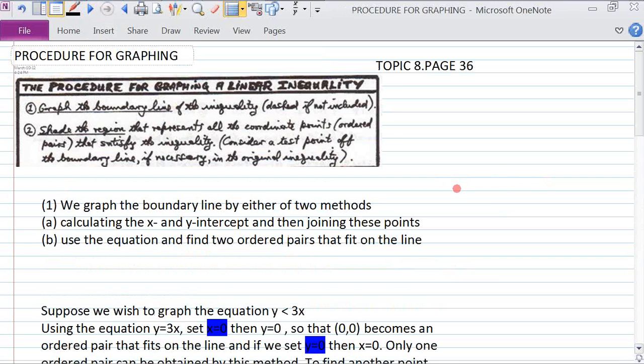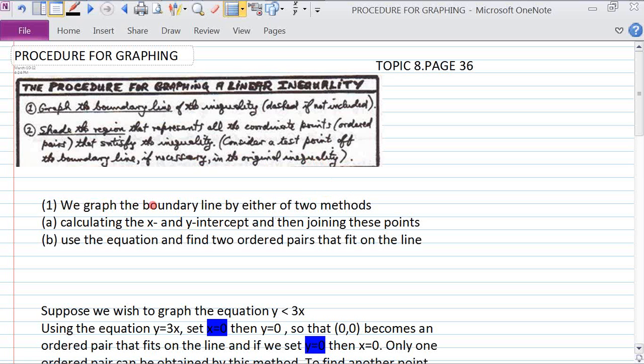First of all, we graph the boundary line of the inequality, which is the line usually made from the equation, and I'm going to show you that. We'll see that it's dashed if it's not included; I'll explain what I mean. We're going to shade the region that represents all the points, ordered pairs, that satisfy the inequality. So we're going to use a test point off the boundary line to check the value of the original inequality.